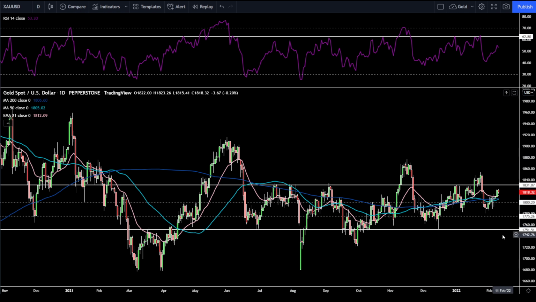But if we do see a really punchy number on Thursday from US inflation, then yeah, it could cause a serious repricing, and that could actually pressure gold lower, especially if the dollar also moves higher. And then moving on the downside, obviously 1.8 around that 50-day and 200-day simple moving average would be the target.